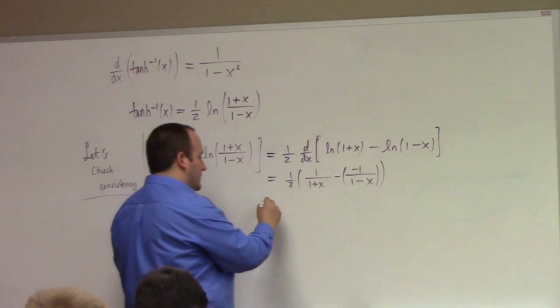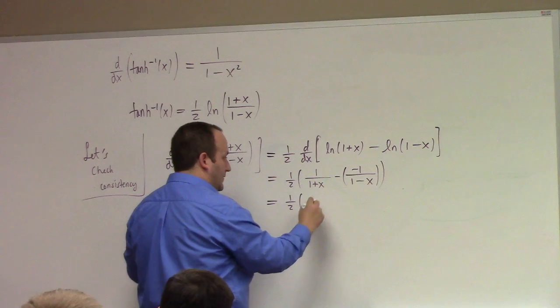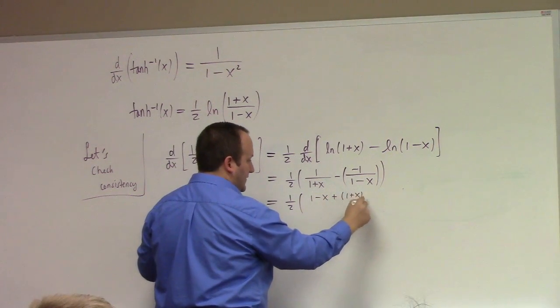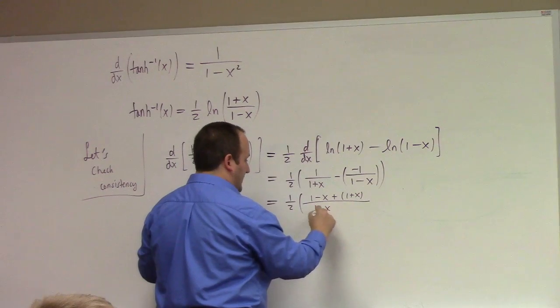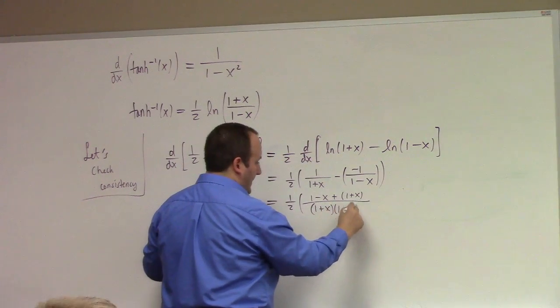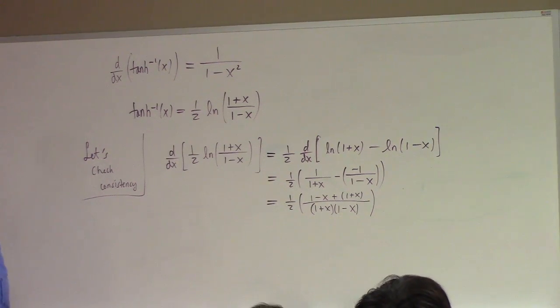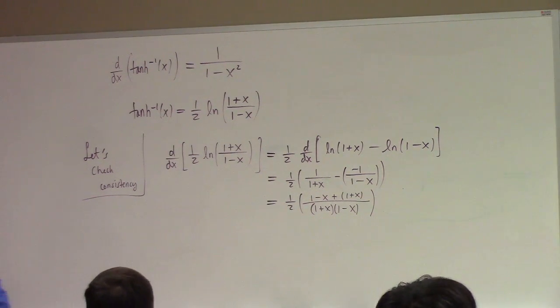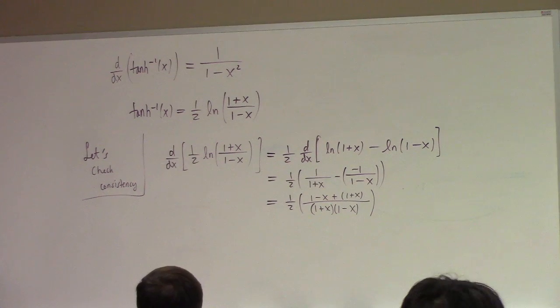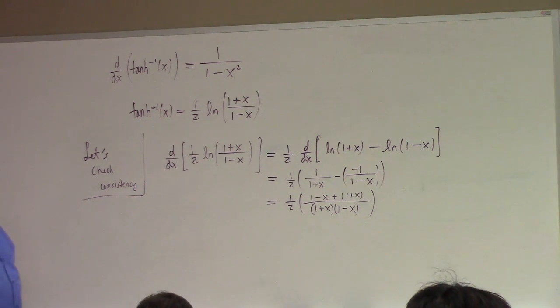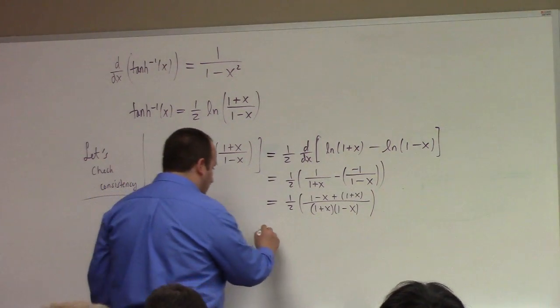Now we just have to make a common denominator, right? 1 minus x plus 1 plus x divided by 1 plus x times 1 minus x. You notice the x's cancel. You get a 2 in the numerator. That cancels the 2 in the denominator, and voila.